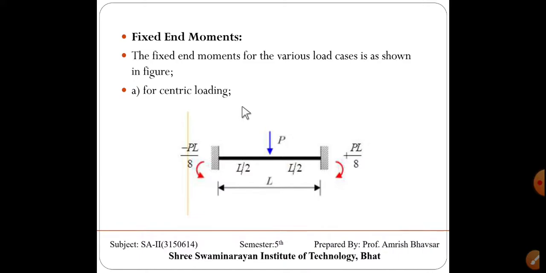So you know about the fixed end moment, but here I have taken some simple examples that are repetitively used in our problems. The fixed end moment for the various load cases is shown in the figure. First, the centric loading, meaning a point load acting at the center of the whole span length L, so it acts at L by 2 and L by 2. Due to this load, the moment generated at the fixed ends is PL upon 8 at both. On the left side it is anti-clockwise, so it is minus, and on the right side it is clockwise, so it is plus. So we have to take into consideration that the left side is anti-clockwise and the right side is clockwise.